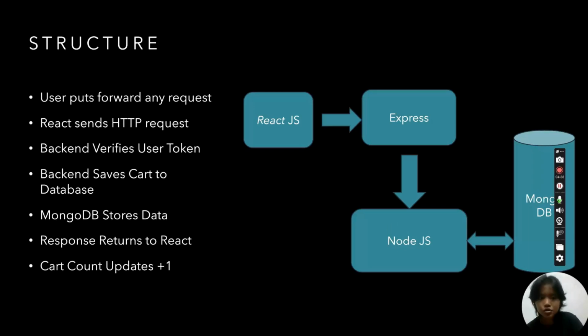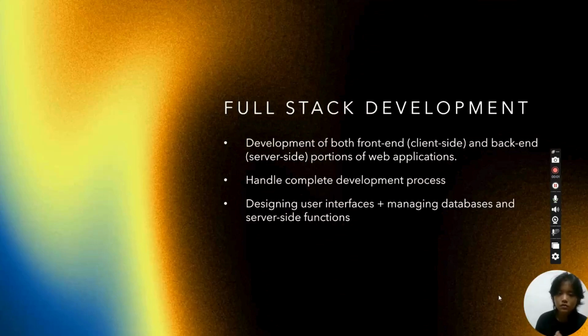So that is the entire structure of what we discussed about full stack development, right? Which comprises both the front end as well as the back end. Front end is the client side, whatever requests are coming from the users, the customers. So that is what the front end is dealing with. And the back end, the server side portion of the web application. So it handles the complete development process. It's not just the front end, or just the back end. It's both of them, encompassing both.